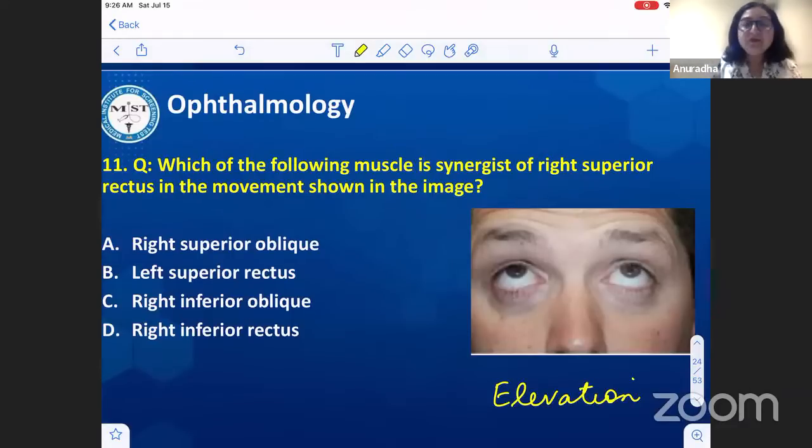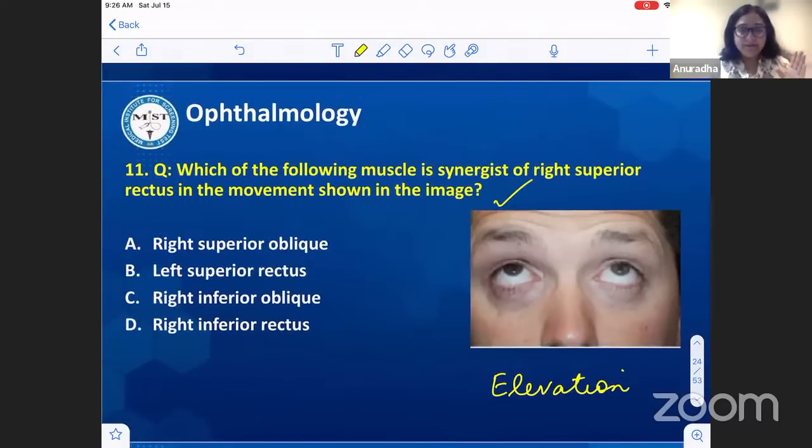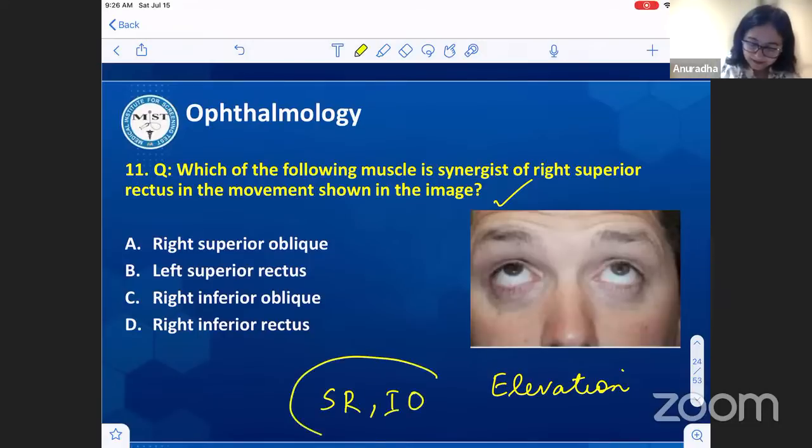Agree? So let's talk about the right eye. If the right eye is to be elevated, which muscles should be acting? Which are the two elevators of the eye? Superior rectus and inferior oblique. These are the two muscles which cause elevation of the eye. So in the right eye, one muscle is superior rectus. What is the other muscle which is causing elevation? That is choice C, right inferior oblique. Yes, very good, Yukta.